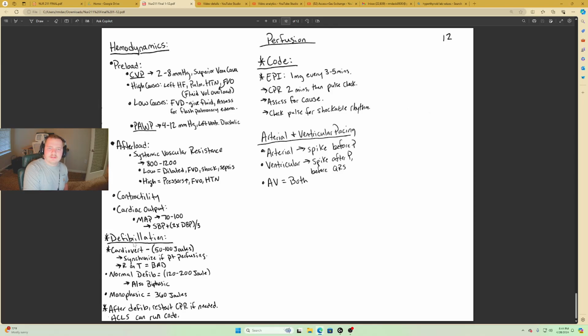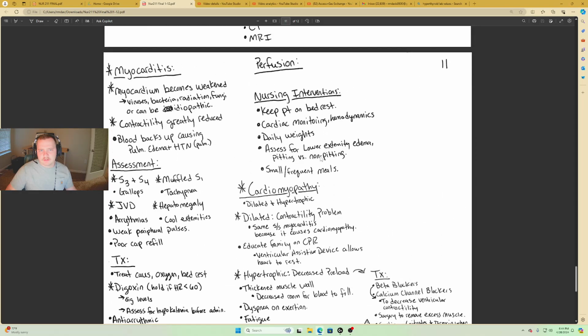Let's see, and now we just have atrial and ventricular pacing. So atrial, if they are atrial paced, you'll see a spike before the P wave, and if they are ventricular paced, you'll see a spike after the P wave but before the QRS. And then if they are AV paced, then it'll be both. So remember, atrial before P, ventricular before QRS, and AV is both. And that should cover all of perfusion.